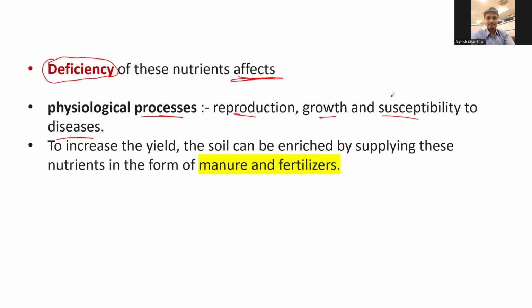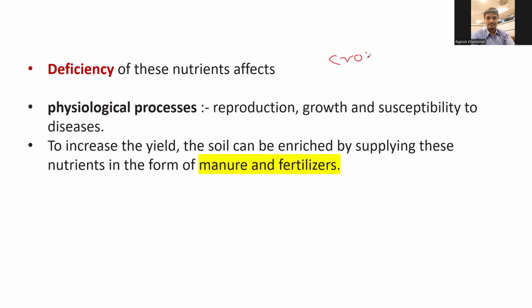These things will be altered. Plant cannot perform reproduction, cannot perform growth, cannot protect itself from disease, which means the physiological processes are affected when there is a deficiency of these nutrients and minerals. That is why it is very necessary for us to give these nutrients to the plant, so that they can grow.